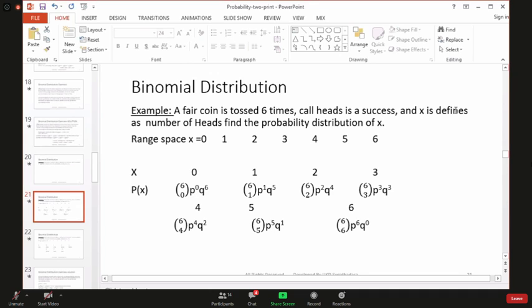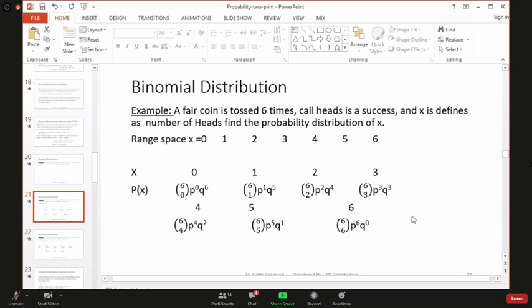X is defined as the number of heads. Find the probability distribution. The range space is very obvious, no? The number of heads can be 0, 1, 2, up to 6. Now see, the probabilities can be calculated in this way. Other than the tree diagram, you will be able to understand how simple this way is.